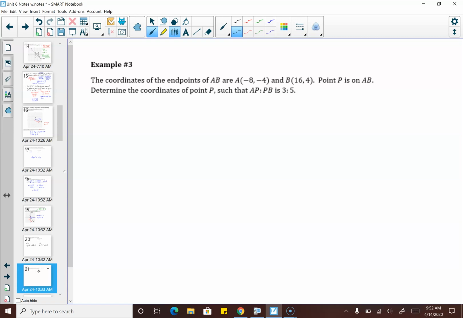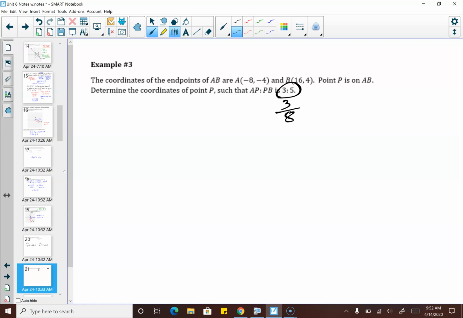So if we look at example 3, we want to determine the coordinates of P. The endpoints of AB are A (-8, -4) and B (16, 4). Point P is on AB. Determine the coordinates of P such that AP to PB is 3 to 5. So again, I know it's the first number over the two numbers added together. So I know it's 3 over 8 because 3 plus 5 is 8.